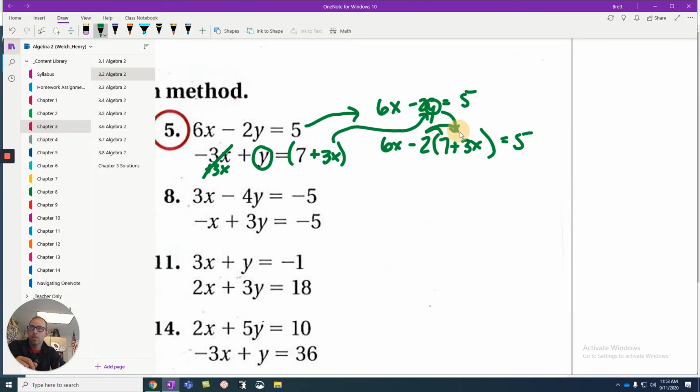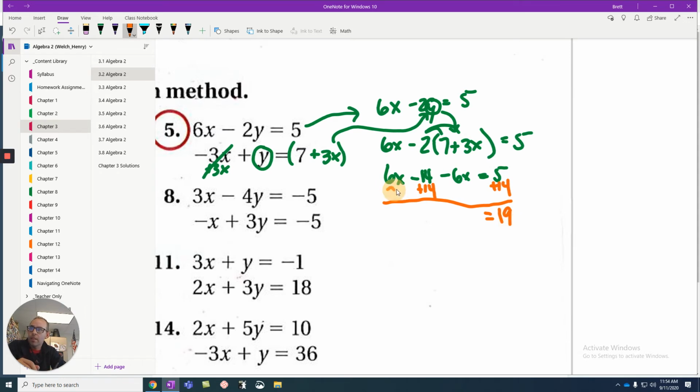There's a little distribution to do, and it's really important we're careful here. We get 6x minus 14. So make sure you're taking the negative with you when you distribute. And then minus 6x equals 5. Now we're going to keep cleaning this up. So I'm going to add the 14 over to the other side so I can get my like terms combined. Over here I get 19. 5 plus 14 is 19.